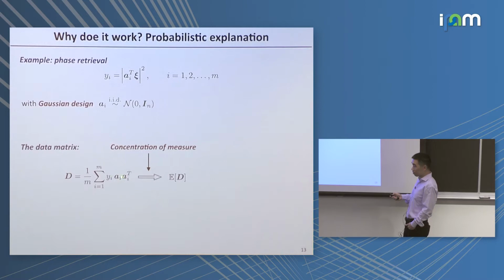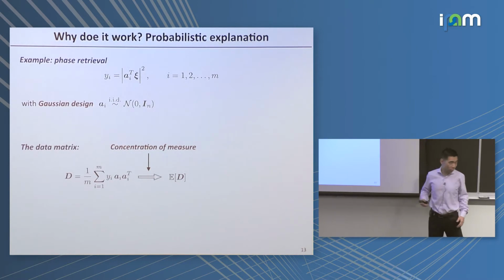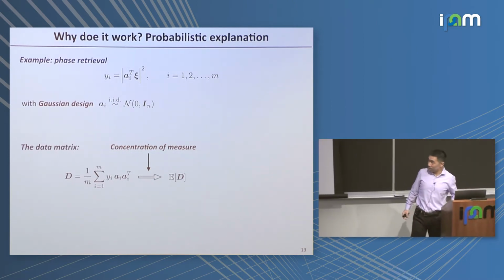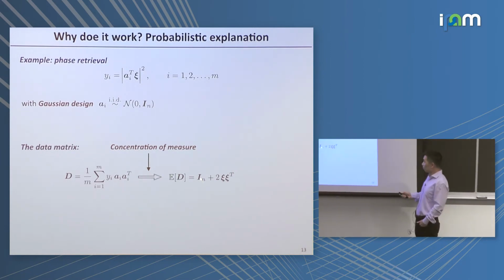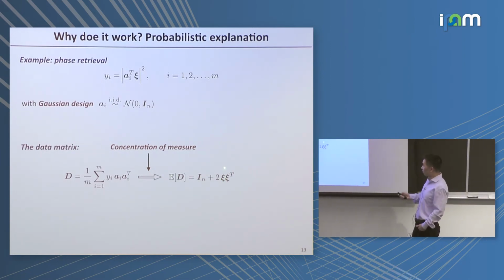Okay, so every coordinate is independent, and then we use a concentration measure for these random matrices. Typically when M is large, this matrix should be close to its expectation, which we can compute. And this is the point where, in principle, you can use Stein's lemma, and you can see that in this particular example, the expectation is equal to the identity plus 2 times the planted solution vector times Xi transpose.